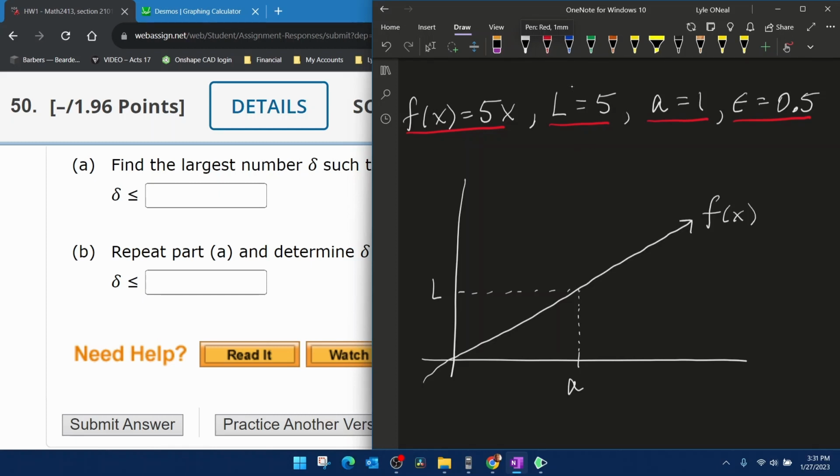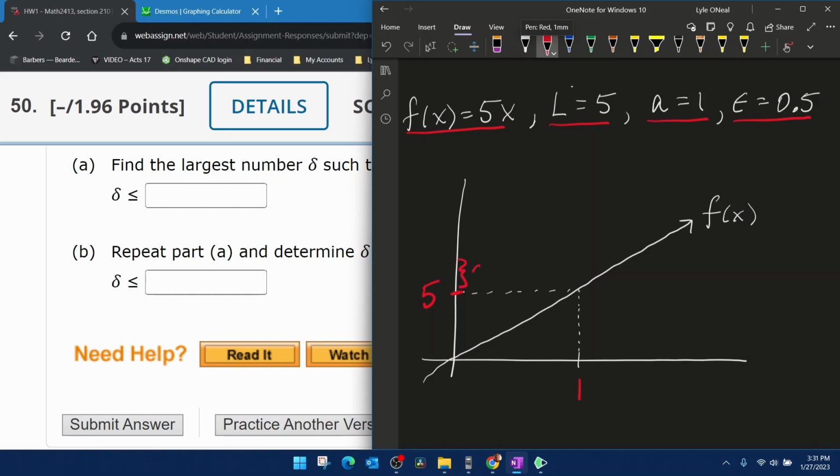I've drawn a picture here to represent what's going on. To make a couple of notes, the limit here is 5. We got that from our problem. A, we know, is 1. And if I simply do direct substitution into the function, 1 times 5 is 5, we can see that is the limit. But we need to answer the question: what does delta need to be so that we stay within this tolerance of L? So let's figure that out.